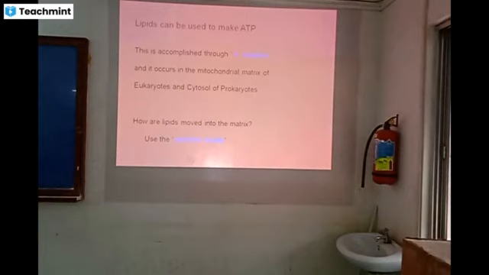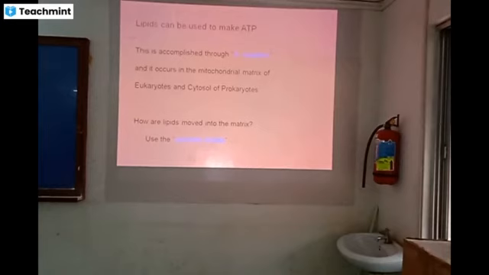So lipids can be used to make ATP. This is accomplished through beta oxidation and it occurs in the mitochondrial matrix of eukaryotes and the cytosol of prokaryotes. It also operates in small bacteria like Escherichia coli among prokaryotes. I shared one PPT in your group which is different from this PPT. Surprisingly, from whatever data was saved in our computer, I got this PPT. So actually this live session is going on. I am explaining this PPT, whatever the activation reaction we mentioned earlier.